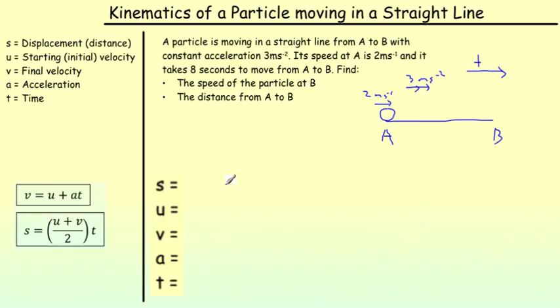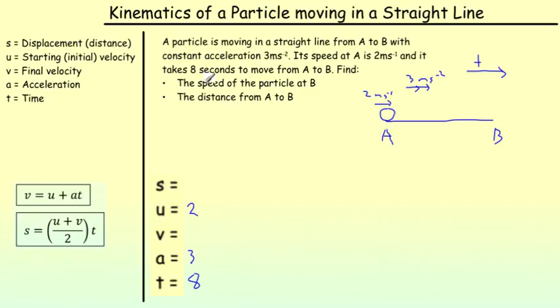A good way to approach SUVAT equations is to write out the letters S, U, V, A and T, and fill in the ones that you are given in the question. We're given the acceleration, 3 meters per second squared, so A is 3, taken in the positive direction. We know the speed at A is 2 meters per second, so that's our initial velocity, U is 2. And it takes 8 seconds to go from A to B, so our time is 8.